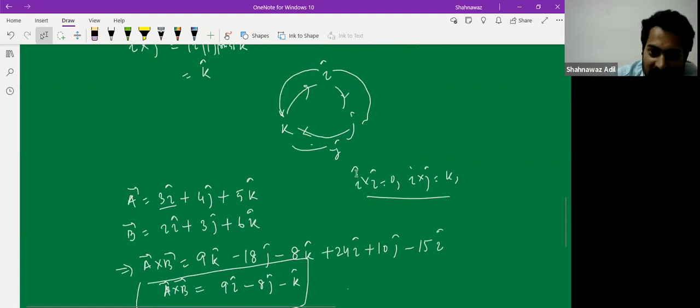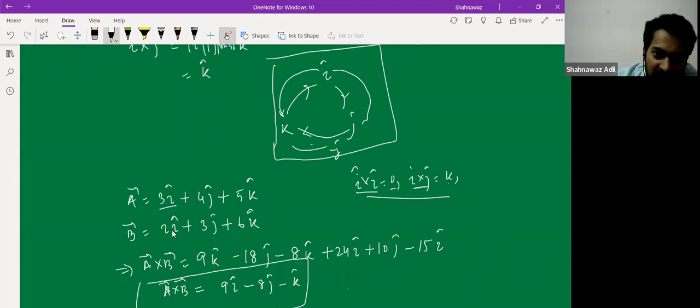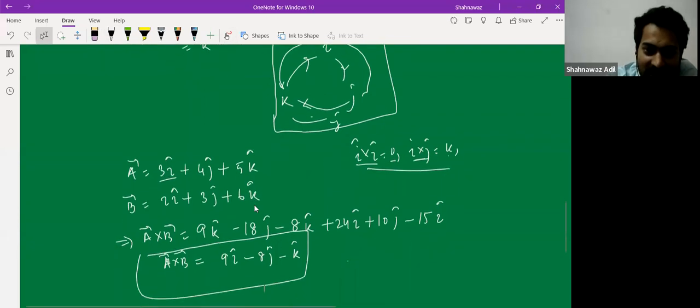So we use these properties: your I cross I is zero, your I cross J is K, and you use this cyclic property. So your 3i cross I is 0, and 3 into I cross J is K, so 9K. And your 3i into 6K is 18, and your sign is dependent upon the cyclic nature. So that is how I calculated. Okay, I understand. And you already know the matrix method, but I will give you a quick recap.